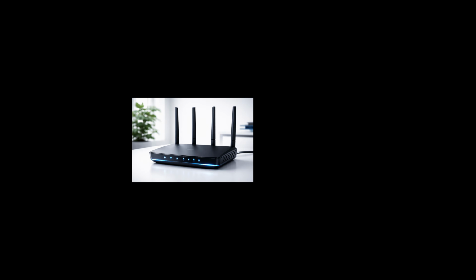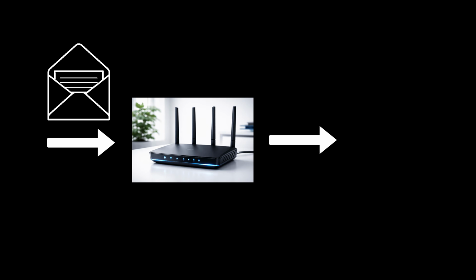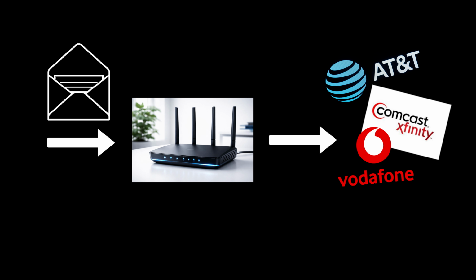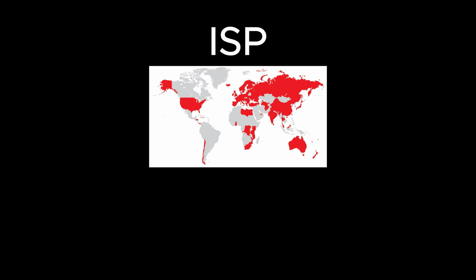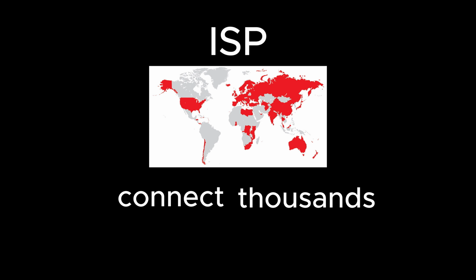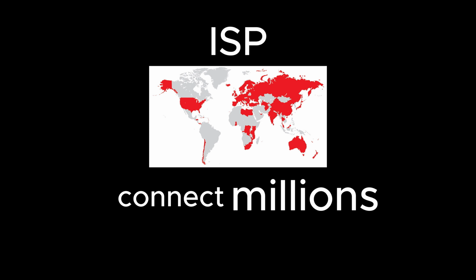The first stop for your data is your router. It receives your data and forwards it to your Internet Service Provider, also known as your ISP. Your ISP is the company that connects your home to the Internet. Your ISP operates large regional networks that connect thousands or even millions of customers. Think of this like local roads connecting neighborhoods to highways.